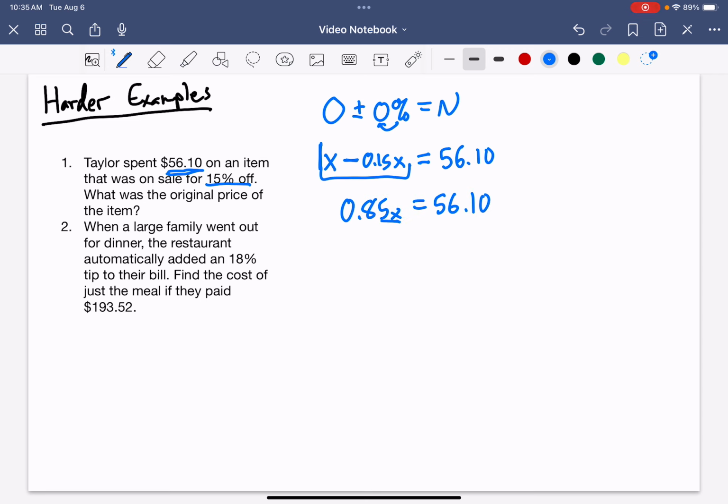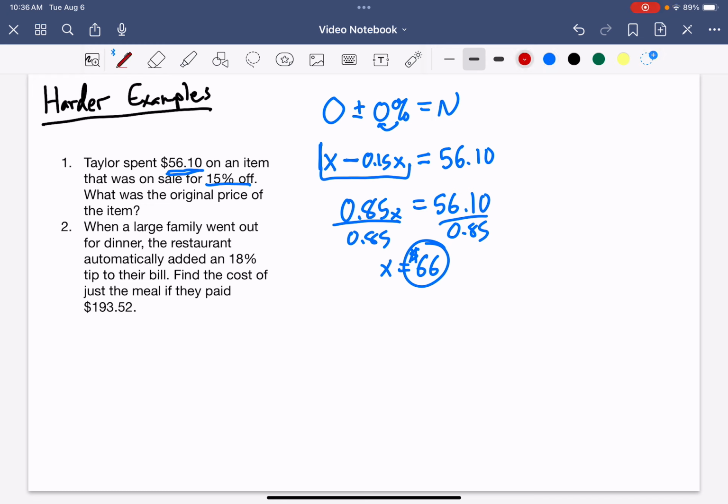$56.10. Now I'm just using my solving skills and I'm going to divide by what's being multiplied to x, 0.85. So 56.10 divided by 0.85, x equals 66. So the original price was $66.